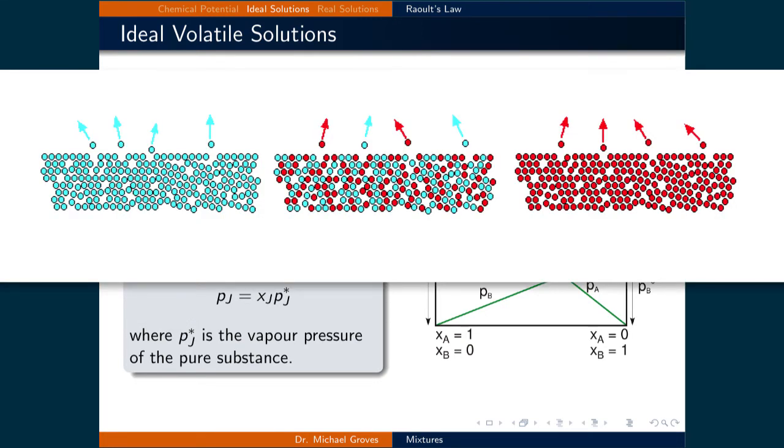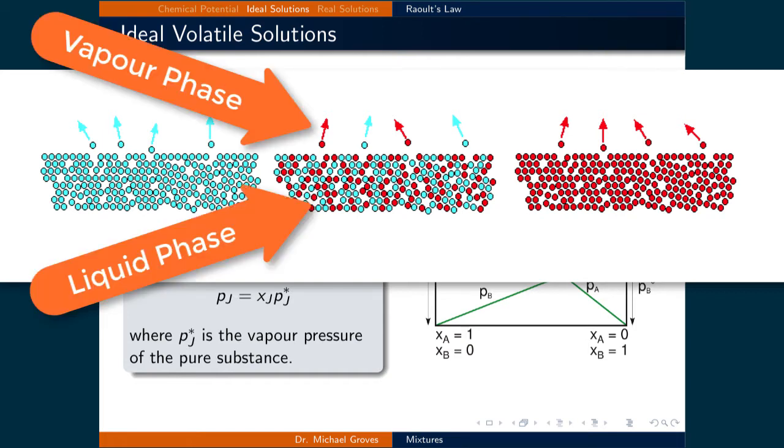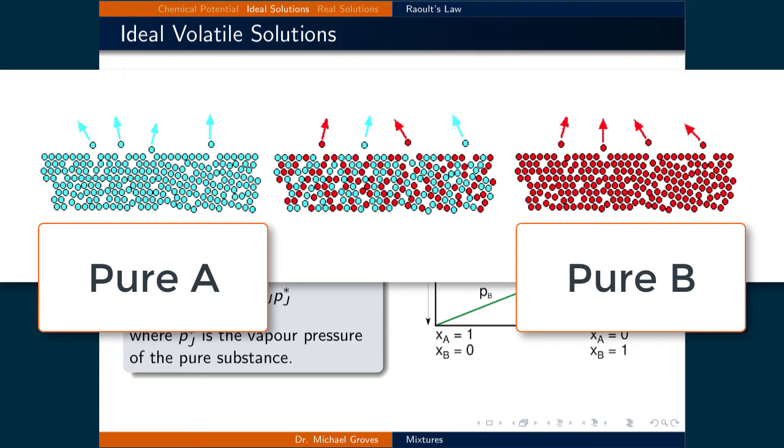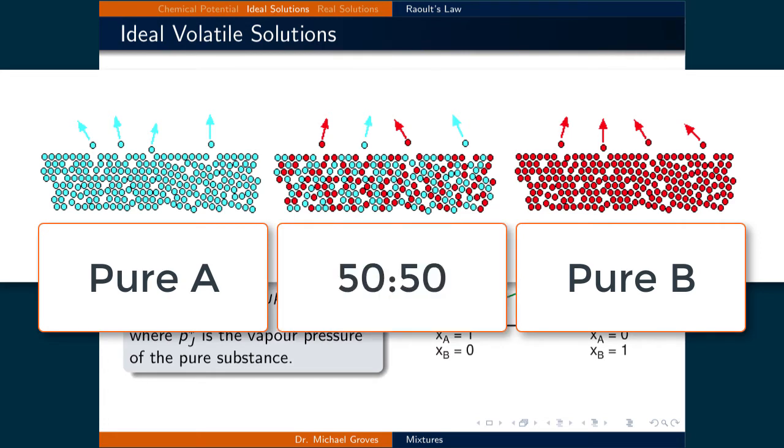Let's look at an illustration of Raoult's law. Consider a two-component mixture. These liquid mixtures are going to be in equilibrium with their vapor phase. This means that there is a partial pressure associated with each component. Here are three images that show pure components A and B on the left and right, and a 50-50 mixture by moles in the center.